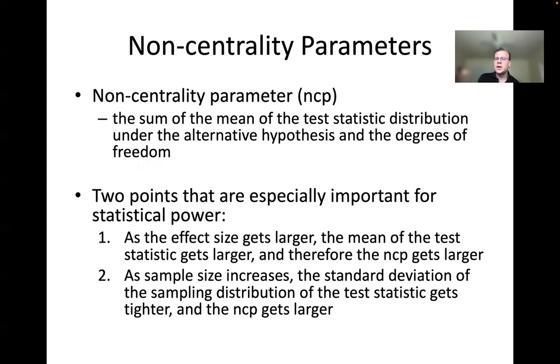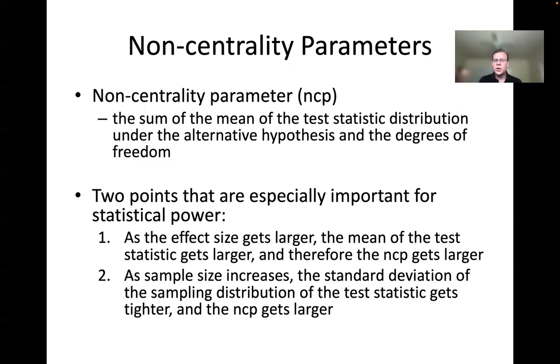The non-centrality parameter is the mean of the test statistic distribution under the alternative hypothesis with a given set of degrees of freedom. That's a little complicated, but basically what we're talking about is the difference between the distributions that we've been discussing already, that effect size distribution.